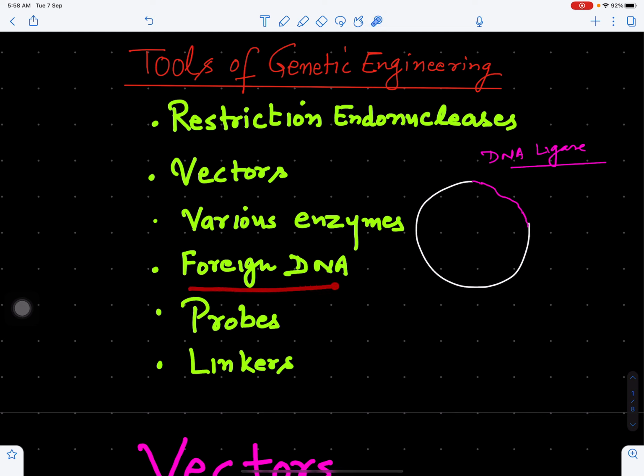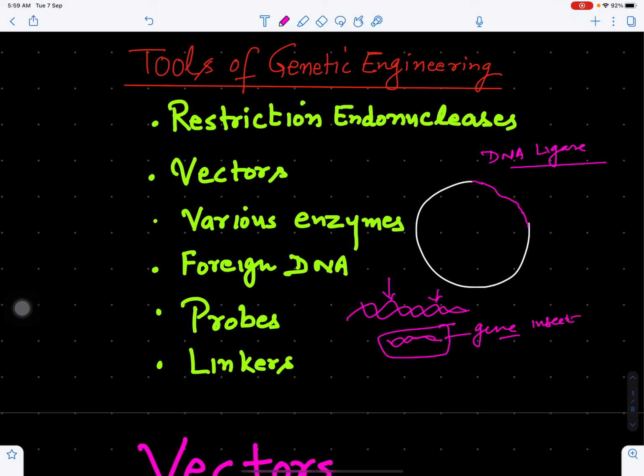Then we need to have foreign DNA or gene of interest. Supposing this is DNA, we cut the DNA and we take this DNA, right? This foreign DNA or gene of interest has various names. This is called gene insert. This is called gene of interest. This is called foreign DNA. We can give different names to it because we are interested in this DNA. So this is called foreign DNA or gene of interest.